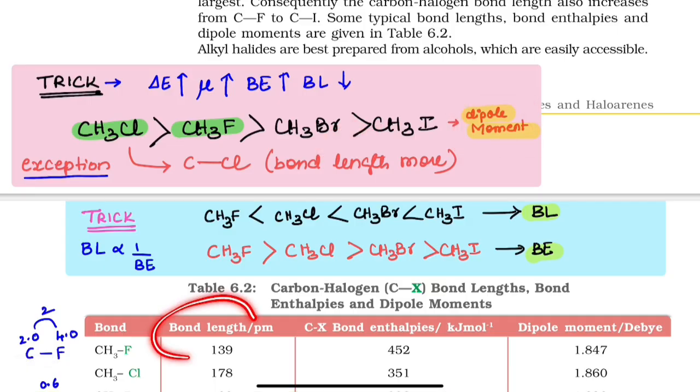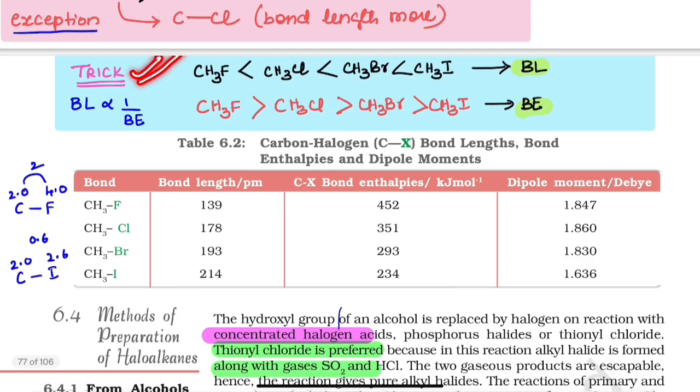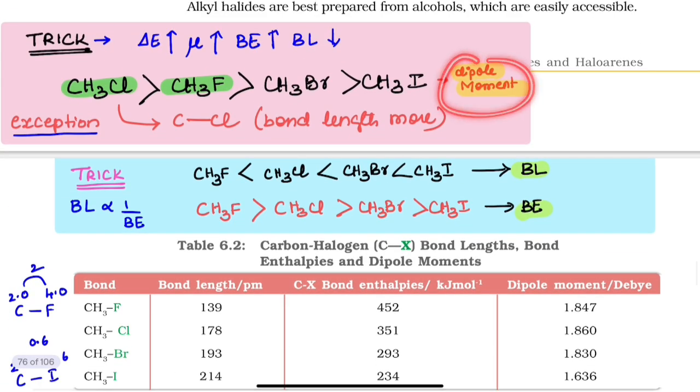Next is bond length and bond enthalpy. Bond enthalpy is nothing but bond energy. The trick we are going to use is that bond length is inversely proportional to bond energy. Bond length is more for iodine, then bromine, then chlorine, and then fluorine. For bond enthalpy it will be the reverse order: fluorine is more, then chlorine, bromine and iodine. Both are inversely proportional to each other. Here there is no exception. Only for dipole moment there is an exception, where chlorine is more than fluorine. But here there is no exception. You can learn this order.